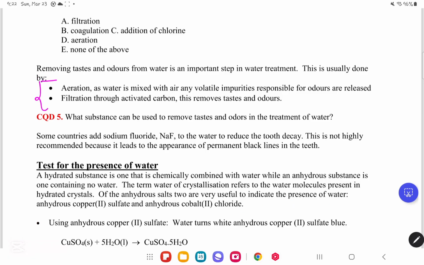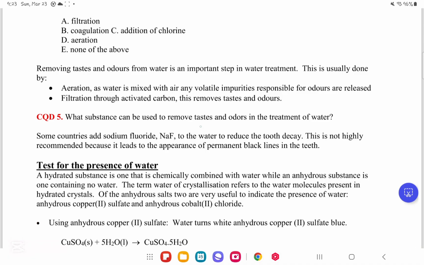The aeration is the addition of air to remove the odors, whereas during filtration you add carbon and this removes tastes and odors. Okay, so carbon is separate from aeration. All right, the addition of carbon is during the filtration, and aeration is just the addition of air to remove any responsible odors. Now we move on to CQD number 5. They said, what substance can be used to remove tastes and odors in the treatment of water?